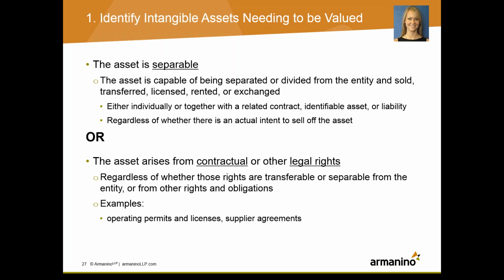The other criteria is that the asset could arise from contractual or other legal rights. And regardless of whether those rights are separable from the entity, any asset meeting this criteria would also be valued separately and put on the balance sheet separately. Examples of this one include operating permits and licenses, or possibly supplier agreements.